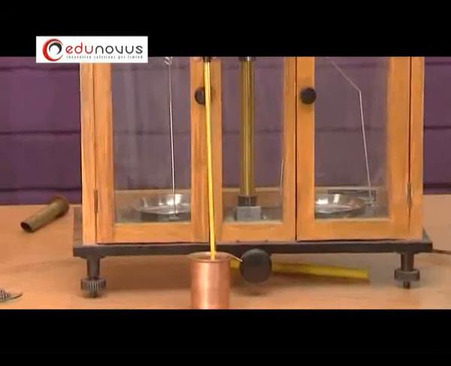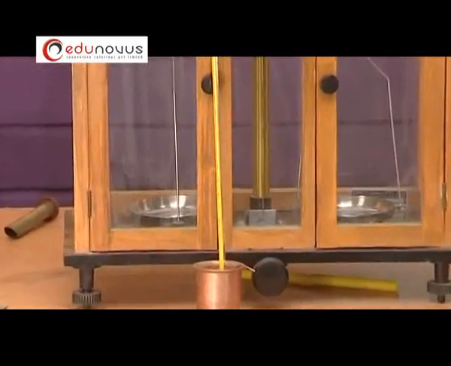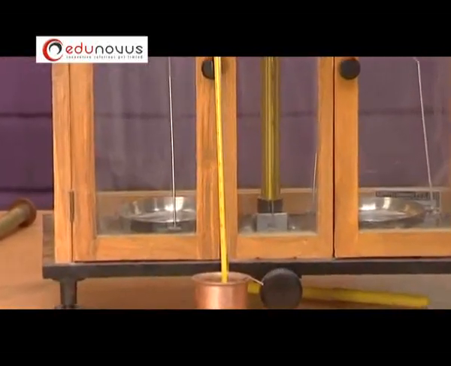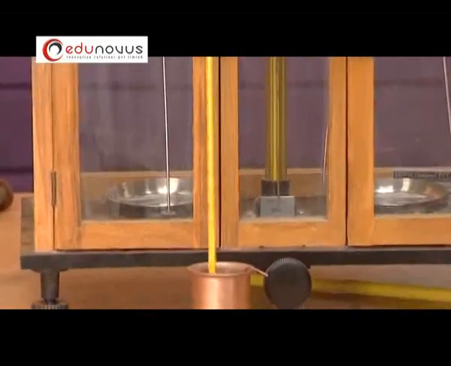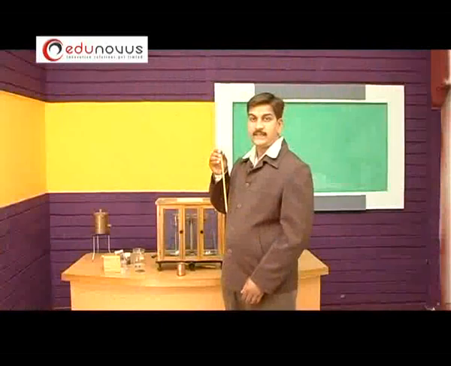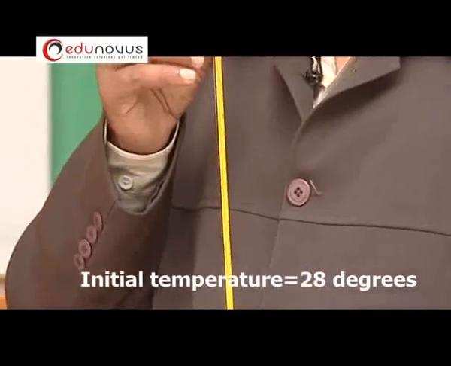Now we are going to determine the initial temperature of the calorimeter and water by inserting a thermometer in it. Now the initial temperature is 28 degrees centigrade.